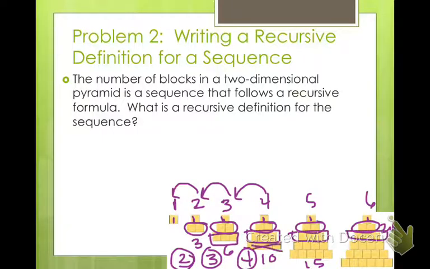Then we add 4 to each of them, and so on and so forth. There's 5, and there's 6. So they're all there.